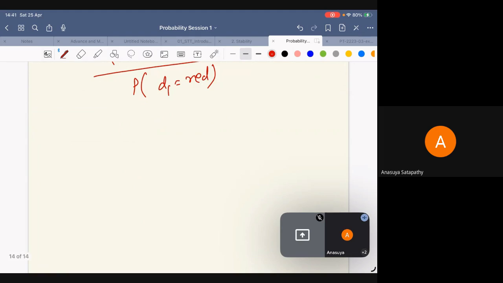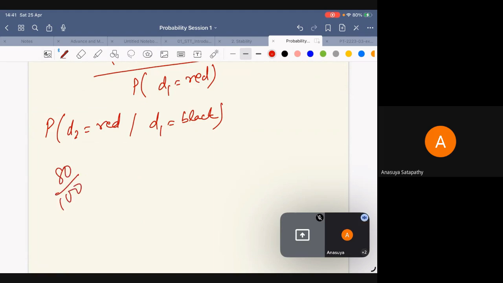If I ask one more question: what is the probability that the second ball I draw is red, given that the first one is black? First one I got black. What will be the probability of the second ball to be red? I have 20 red balls out of 99. Perfect, 20 out of 99. So you can apply logic and then solve the question. These are very easy questions.